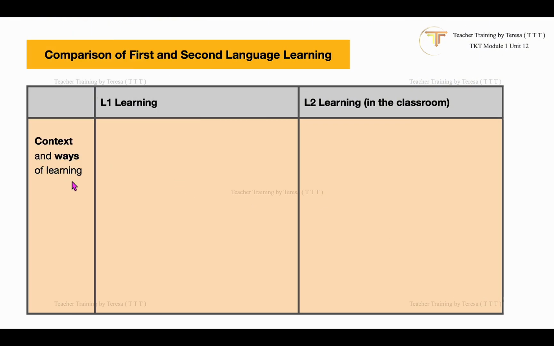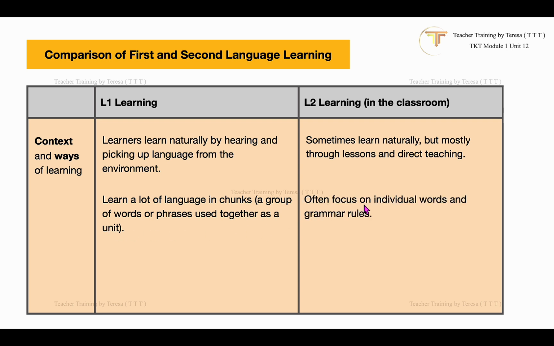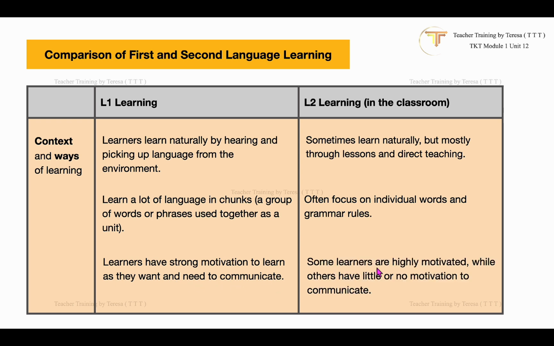Context and ways of learning. Learners learn naturally by hearing and picking up language from the environment. Sometimes learn naturally, but mostly through lessons and direct teaching. Learn a lot of language in chunks, a group of words or phrases used together as a unit. Often focus on individual words and grammar rules. Learners have strong motivation to learn, as they want and need to communicate. Some learners are highly motivated, while others have little or no motivation to communicate.